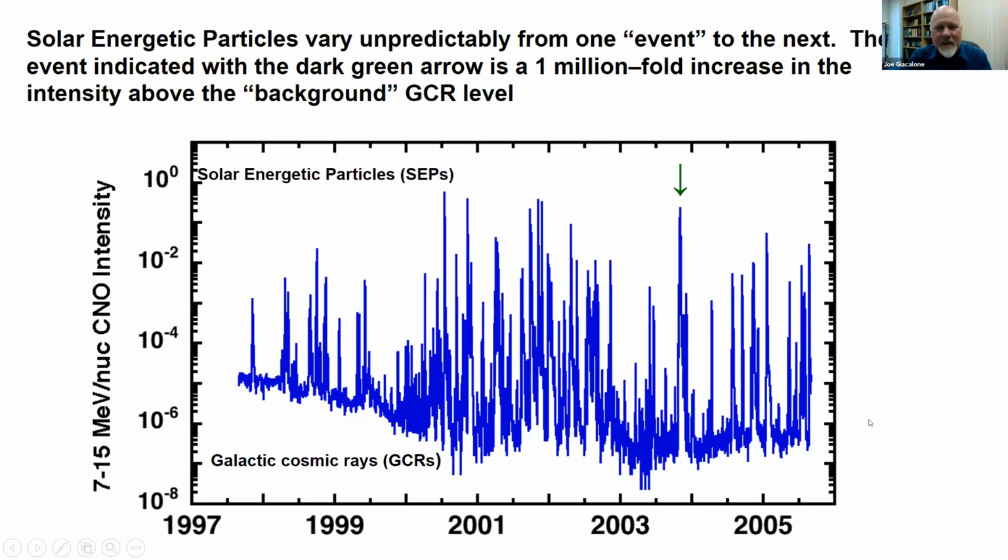So these are roughly 10 MeV. I think it's CNO group ions, so oxygen, carbon, nitrogen. But what you see is both SEPs and galactic cosmic rays. You can see these massive increases of solar energetic particles at this particular energy range. At higher energies, you don't see it quite as dramatic as this.